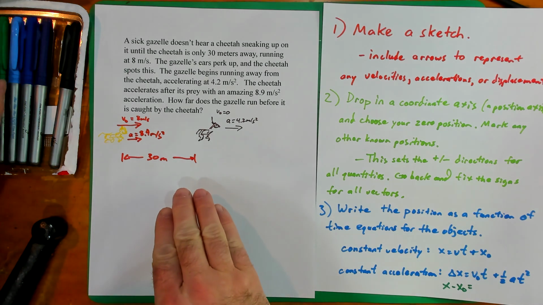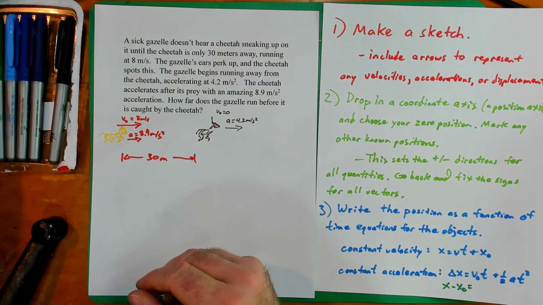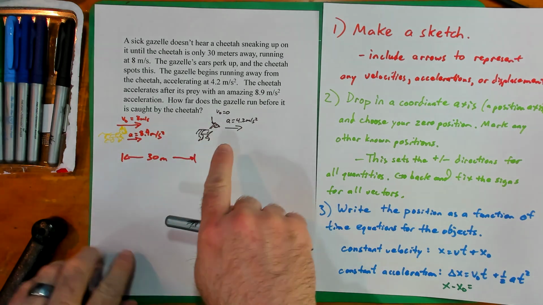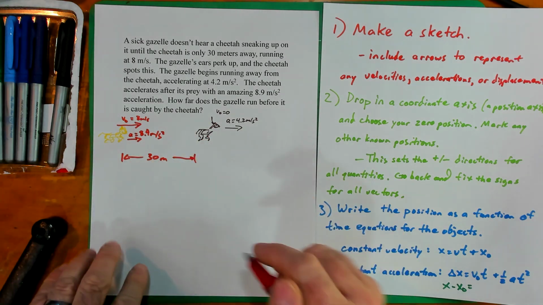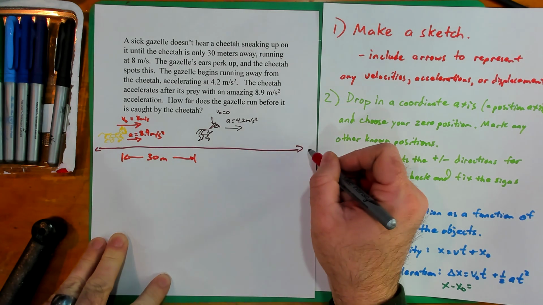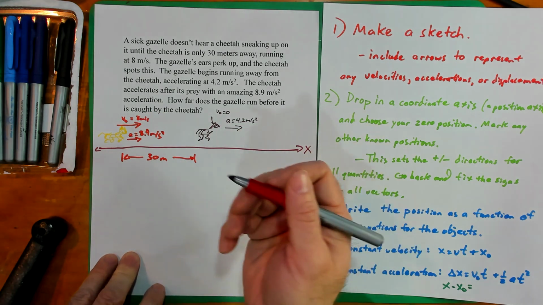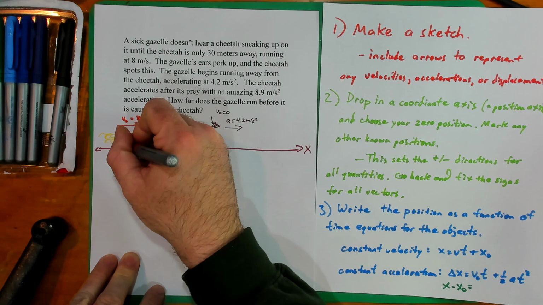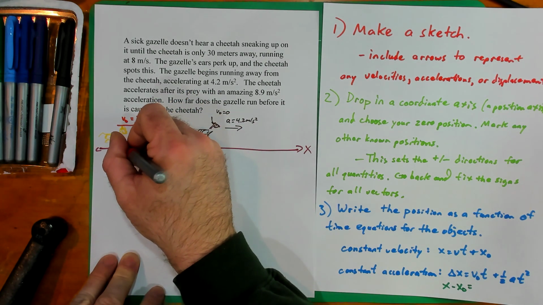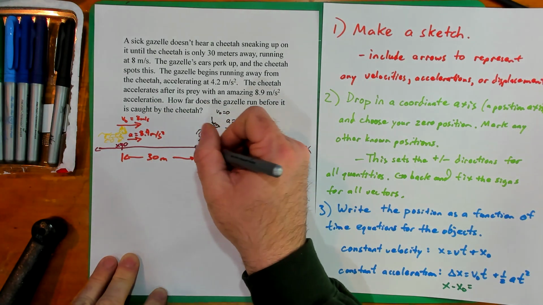So now you say, all right, what else here? At this point, you might consider dropping in your coordinate axis. Again, I'm thinking about the gazelle's going to be running away from the cheetah, and the cheetah's going to be chasing it down. So we're going to be moving along this axis. So here is my position axis. I've got to choose somewhere to call 0. I'm going to choose to call where the cheetah starts here. Let's call this x equals 0. Well, if this is x is 0 and the gazelle starts 30 meters away, this must be x equals 30.